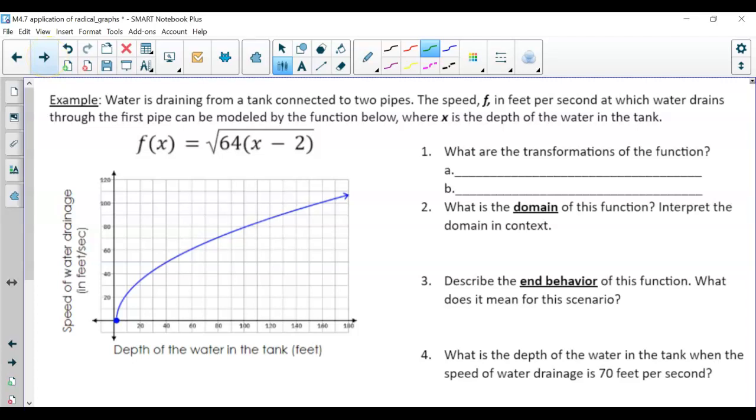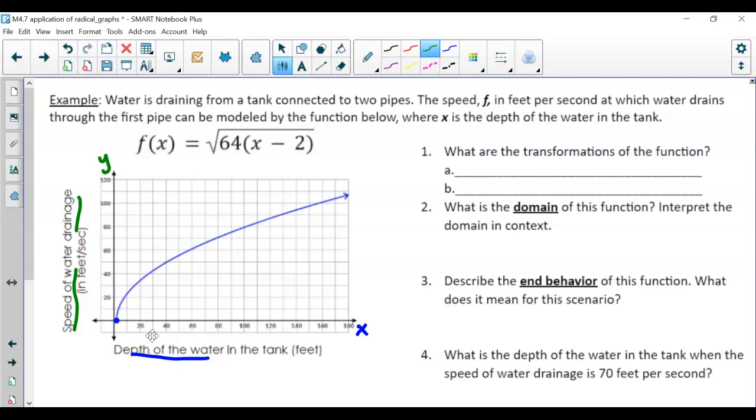So same thing here, we're looking at our next graph. What is the X? Our X is the depth of water. And what is our Y? Our Y is the speed of the water drainage. Now notice, we are not necessarily starting at 0, 0, so keep that in mind. So this is where the transformations come in.